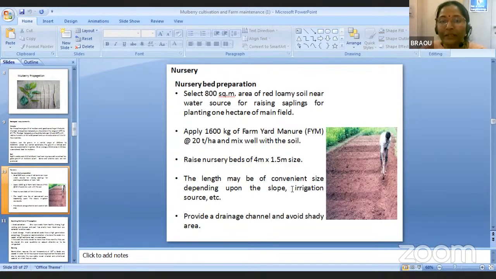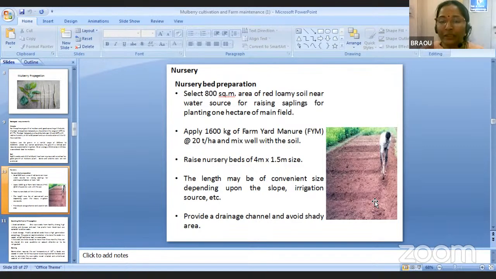If you have 1 hectare, then definitely you should have an 800 square meter area for preparing your nursery plants. And you're going to apply 1600 kgs of farmyard manure to the soil so that the soil is thoroughly nourished for the nursery plants to grow well. For the nursery beds, you're going to prepare 4 meters by 1.5 meter size, as you can see there, boxes like that so that you can manage them very well.